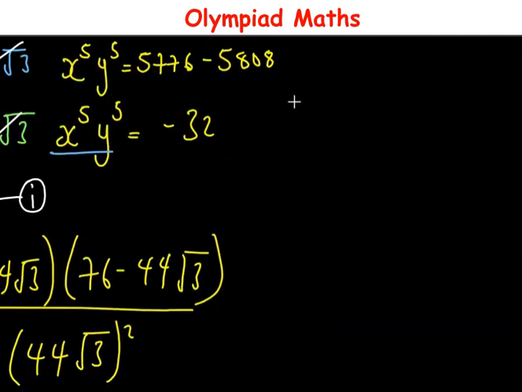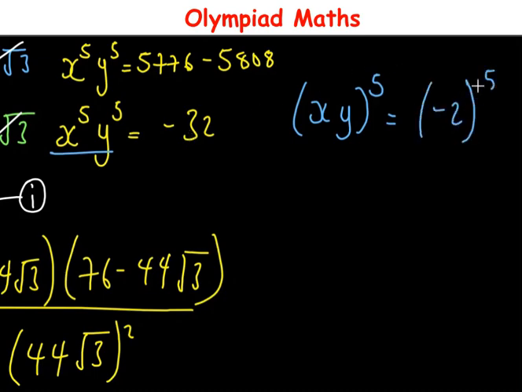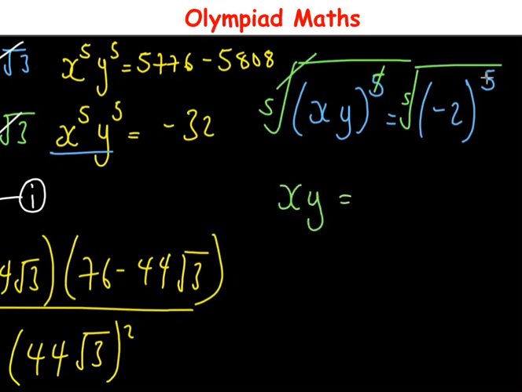This can be written as x times y all raised to power 5 equals minus 32, which can be written as, in bracket, minus 2 all raised to power 5. If we take the fifth root of this equation, the 5 in power 5 cancels the fifth root. We have x times y equals minus 2. And from here, if we make y stand alone, we have y equal to minus 2 over x.